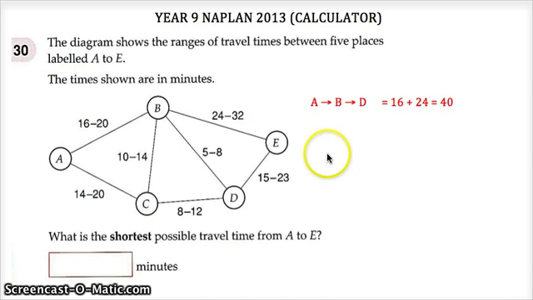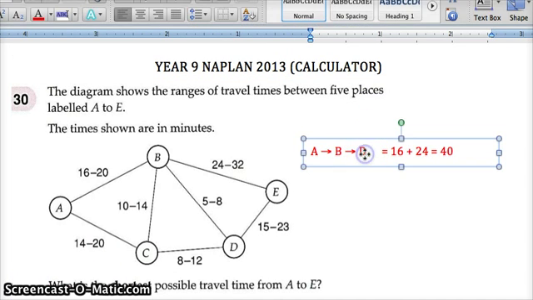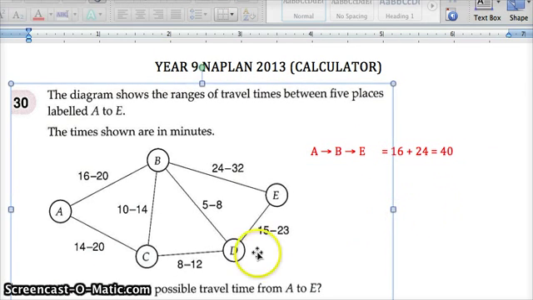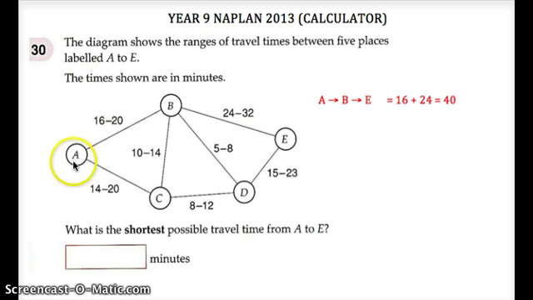Now, one way that we can travel from A to E would be to go through point B. And so we can go from A through B to E. If we look at the shortest time from A to B, that would be 16 minutes, and the shortest time from B to E would be 24 minutes. So to go from A through B to E would be 16 minutes plus 24 minutes, which is 40 minutes.